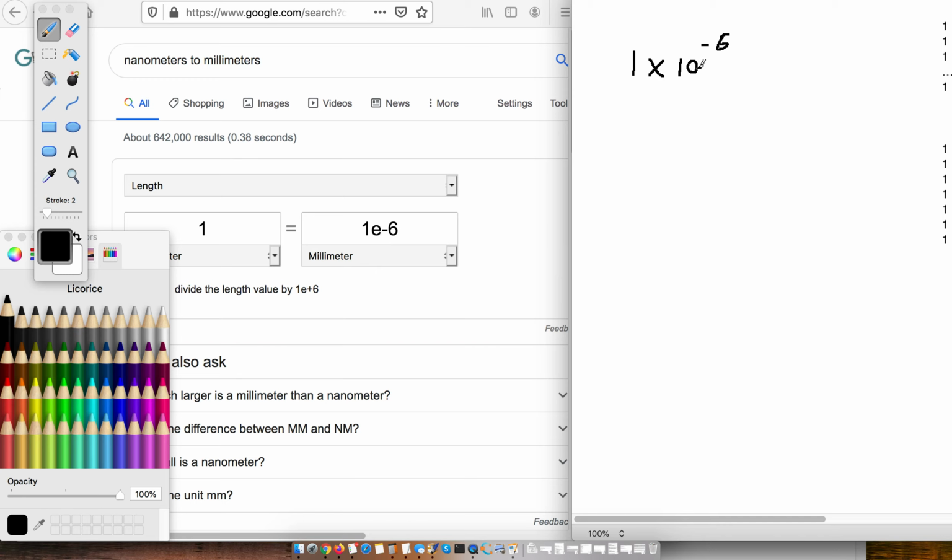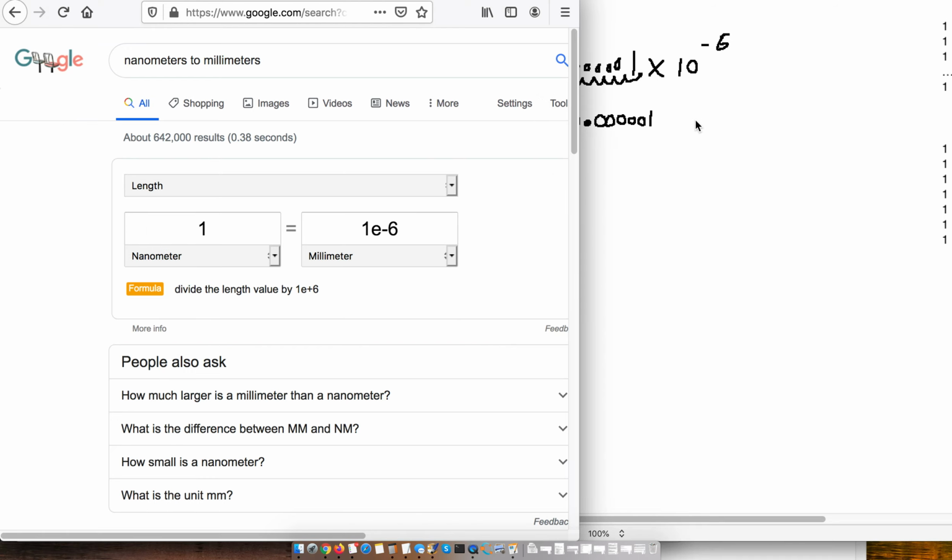Okay, so to make 1 times 10 to the negative 6, to look at that as a plain old number. The negative 6 power means you move the decimal 6 places to the left because negative 6 means you're shrinking it. Okay, so 1, 2, 3, 4, 5, 6. So we can fill in zeros in between each one. So the decimal right here. 0, 0, 0, 0, 0, 1.